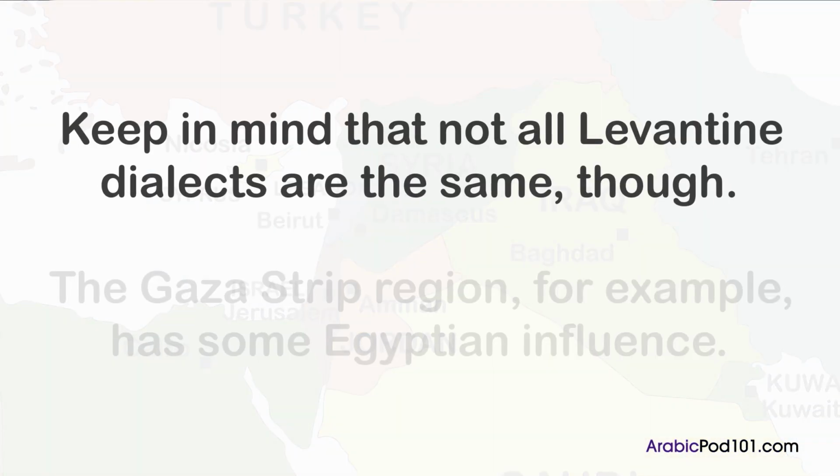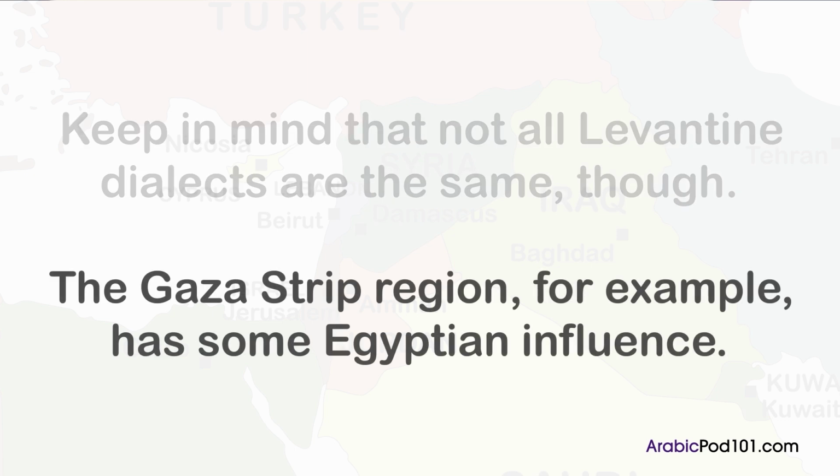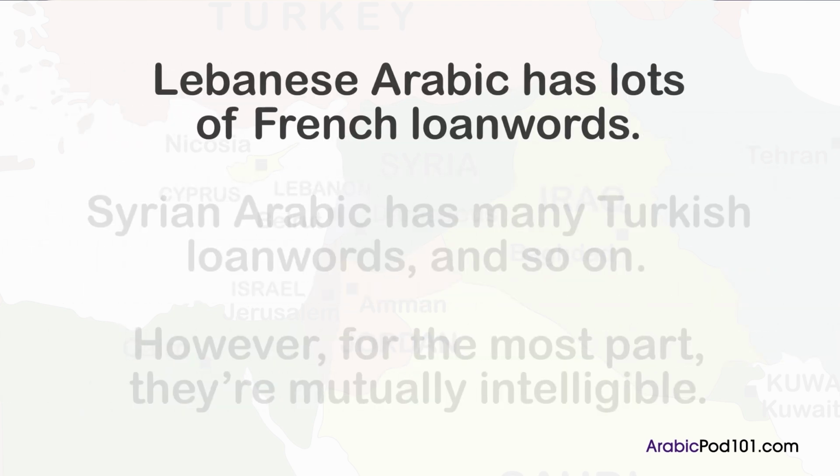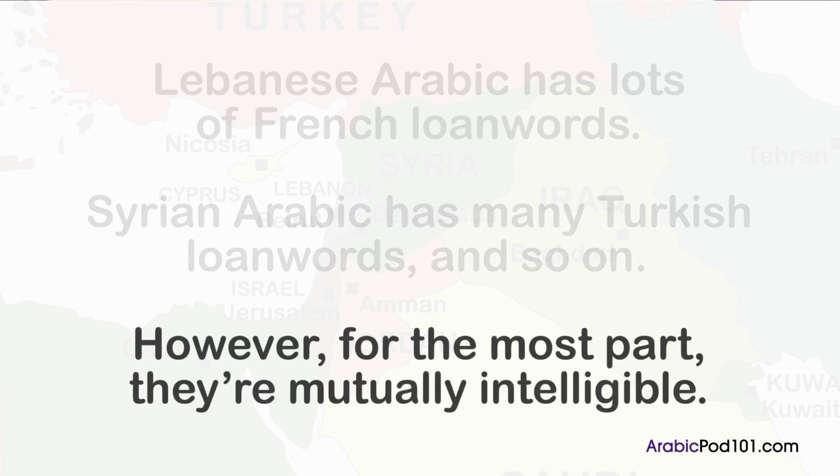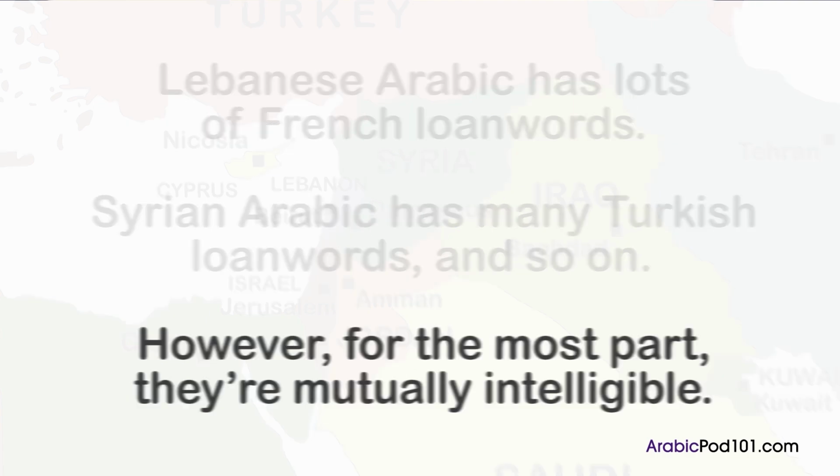Keep in mind that not all Levantine dialects are the same though. The Gaza Strip region, for example, has some Egyptian influence. Lebanese Arabic has lots of French loanwords. Syrian Arabic has many Turkish loanwords, and so on. However, for the most part, they're mutually intelligible.